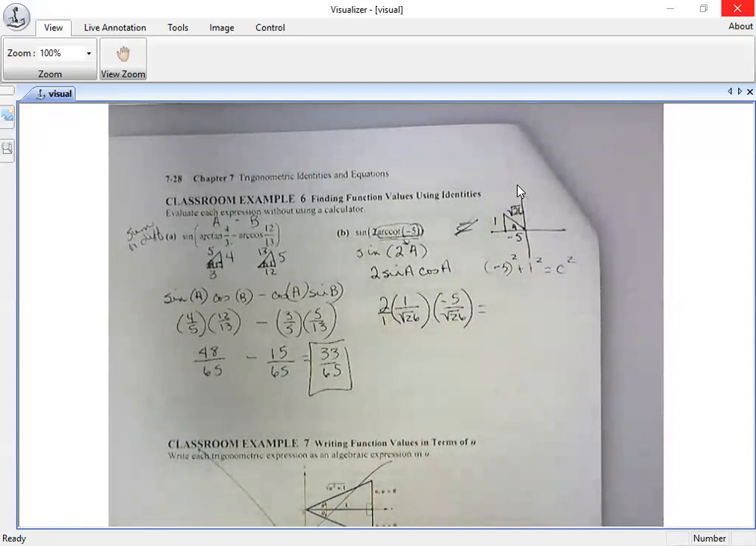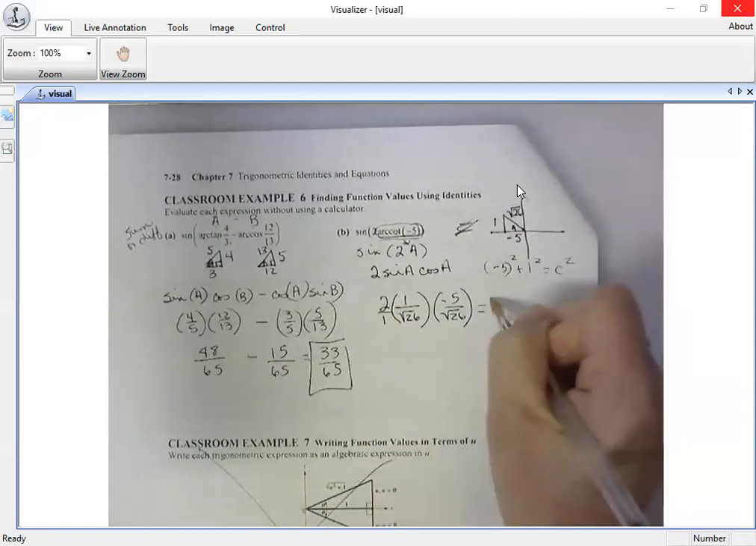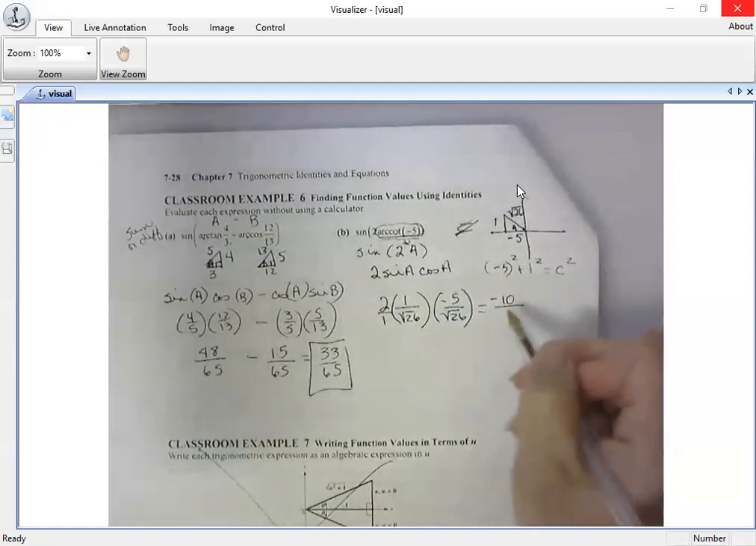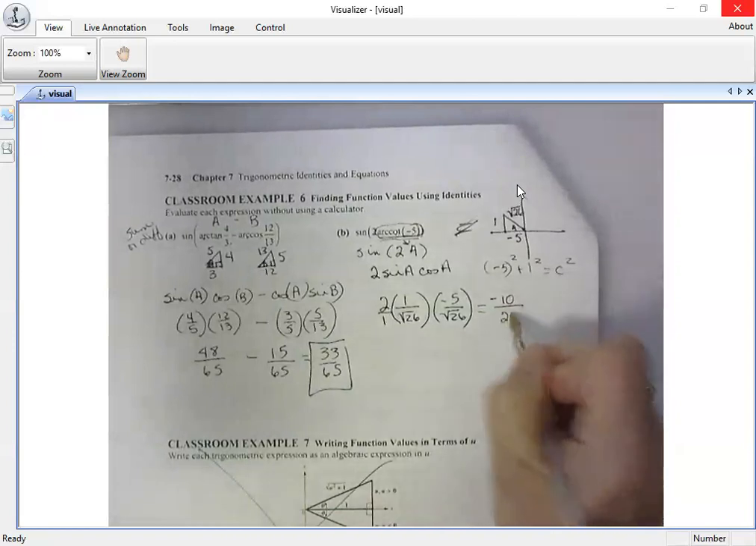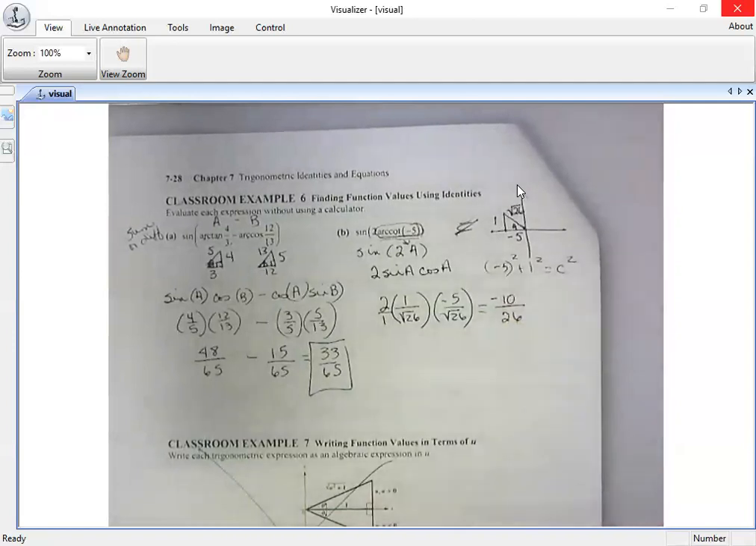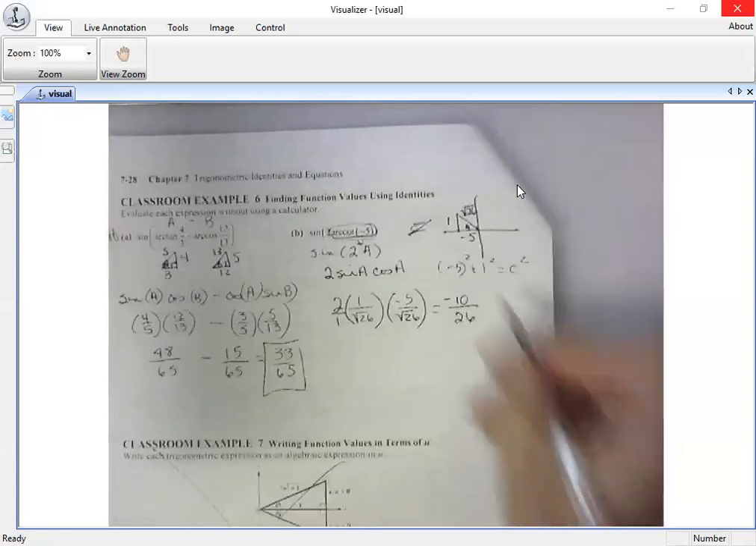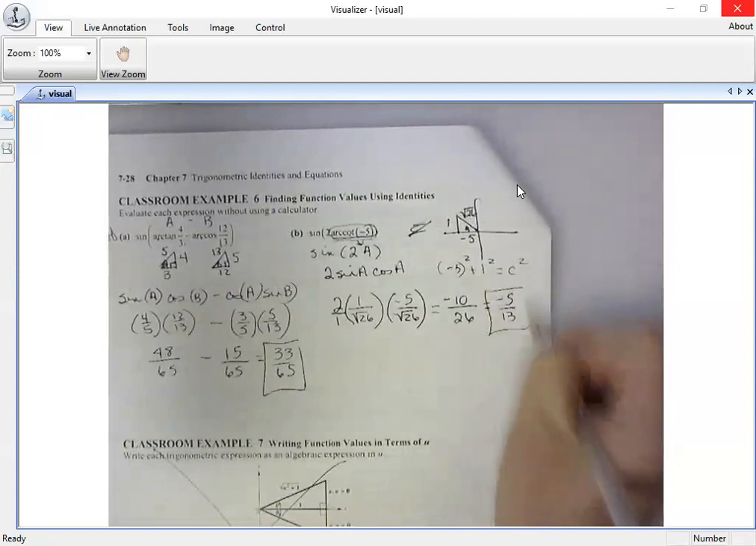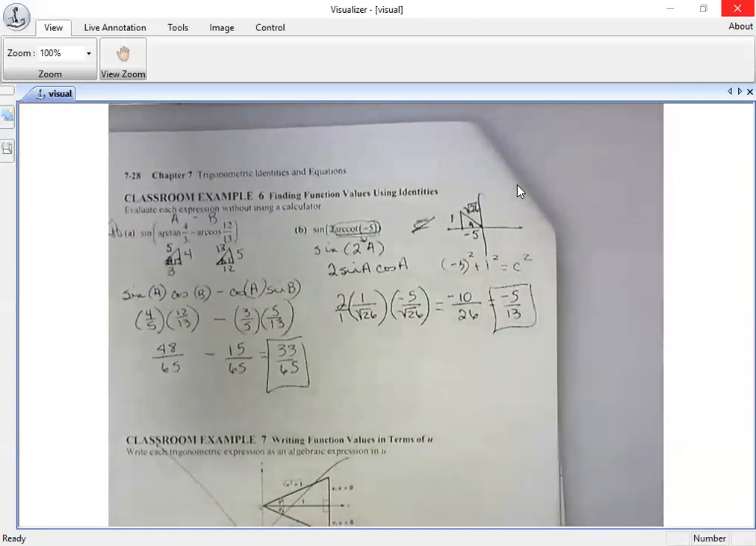If I go straight across, what do I get in the numerator? Is it a -10? And what is the square root of 26 times the square root of 26? 26. I'm squaring a square root, which means the square root cancels out. And can I reduce down -10 over 26? Yes. To what? -5 over 13. Awesome. That is it. -5 over 13.